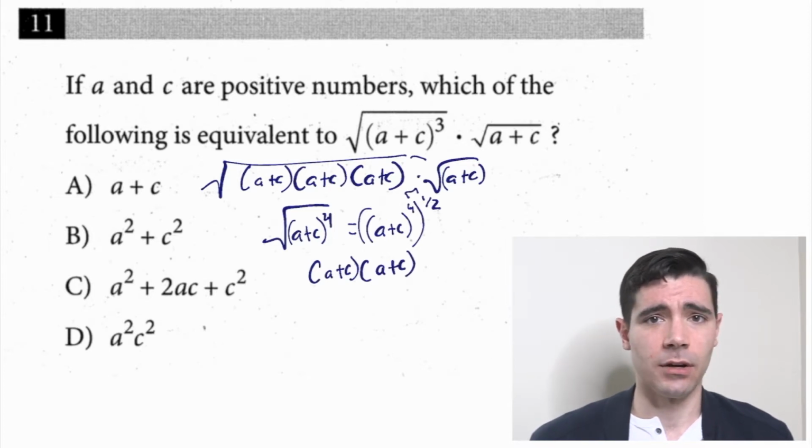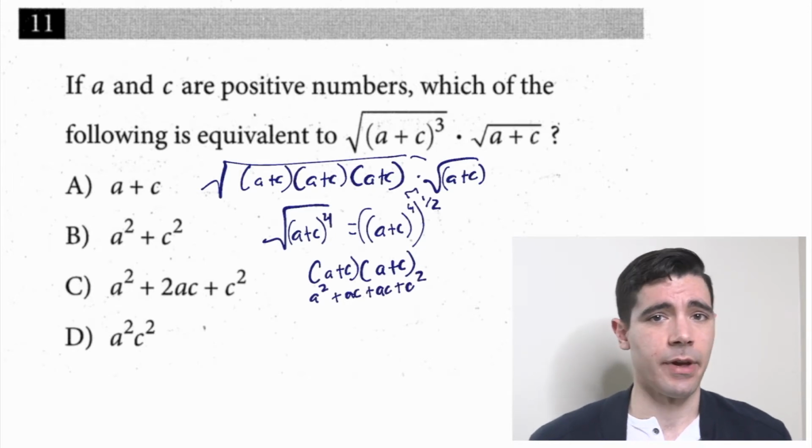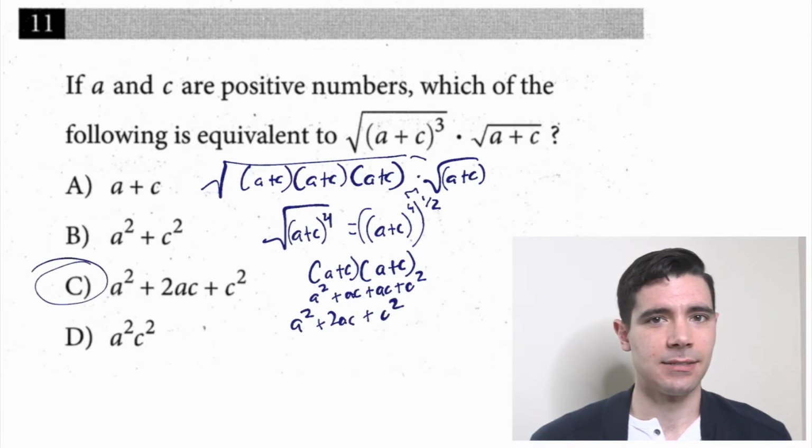First, A squared, plus outside AC, inside AC, last C squared. Combine those two ACs and we have A squared plus 2AC plus C squared. Oh, there you are. Hiding in answer choice C, I guess.